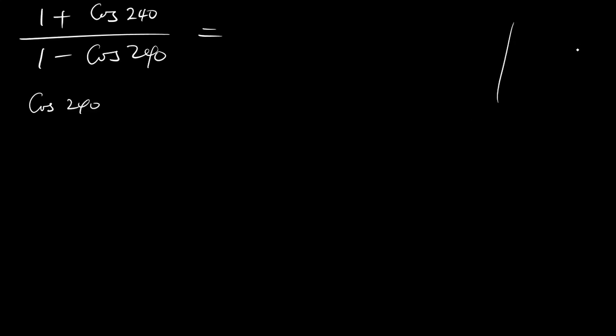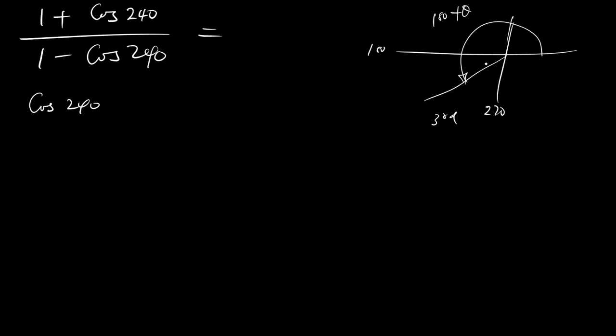Now let's look at the quadrants. Now 240 is more than 180 but less than 270. So it falls on what? The third quadrant. So this is 180 plus theta. What is the angle theta you add to 180 to give you 240? 60. So here is 2. Here is 1. Here is root 3.